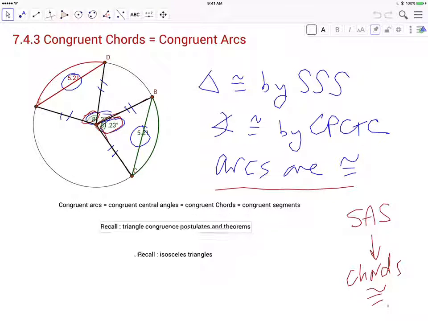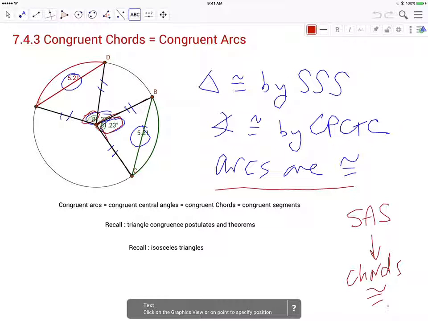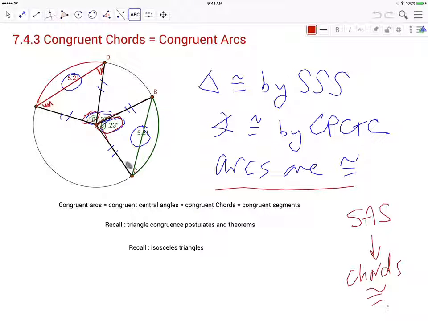Another thing just to remember, here I have a few things at the bottom: triangle congruence postulates and theorems. So we reviewed SSS and SAS. And also remember that these triangles up here are isosceles triangles. And when you deal with isosceles triangles, what's true about the opposite angles? Right, they're congruent. So these angles, let's say, are congruent, and these are congruent as well because you've got isosceles triangles on the inside. Okay, that's 7.4.3. Congruent chords go with congruent arcs.